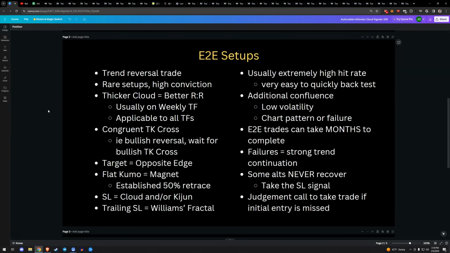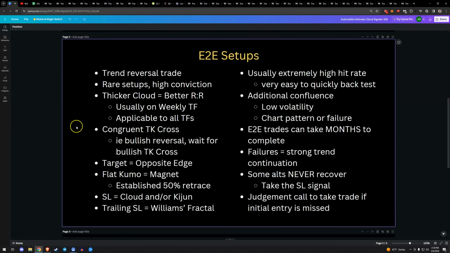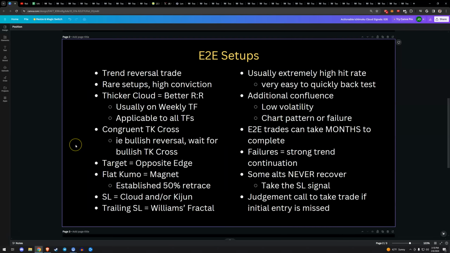I've noticed throughout the years with these setups, you usually want a congruent TK cross for confirmation. I'll point that out. But what that means is if you're expecting a bullish reversal through a bearish cloud, you want to wait for the bullish TK cross first. Specifically on the alt clouds, we're not there yet on most of the bigger setups. So that is an interesting way to watch this, to set alerts, right? You're either waiting for an entry in the cloud and or a bullish TK cross.